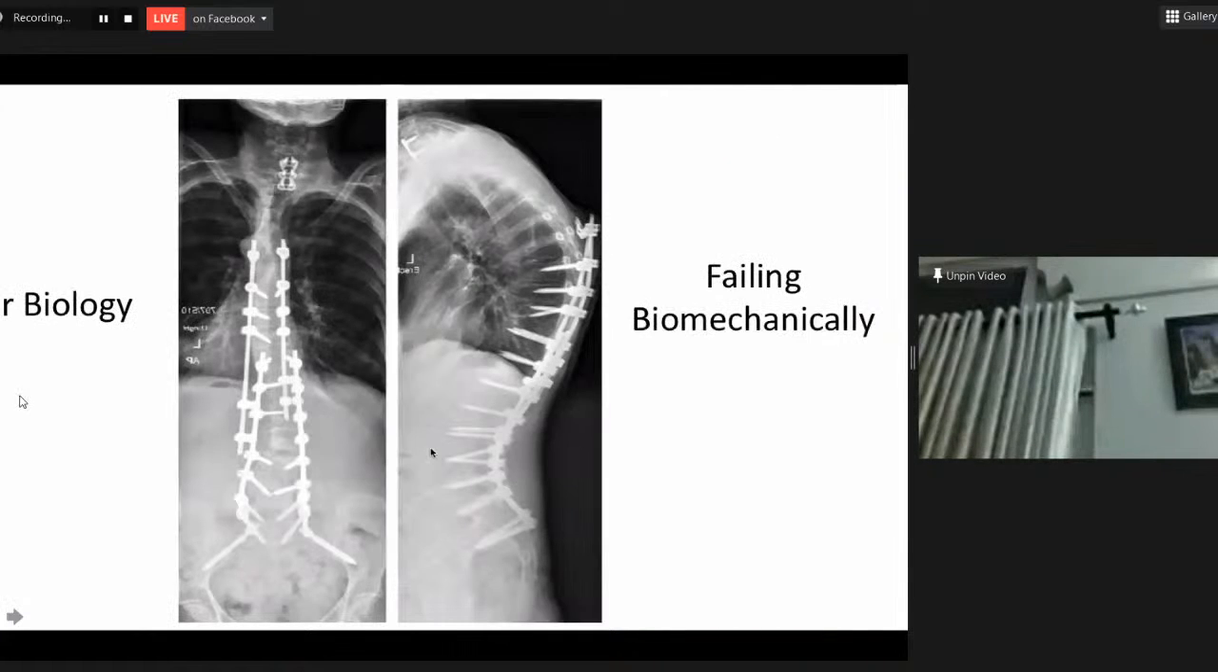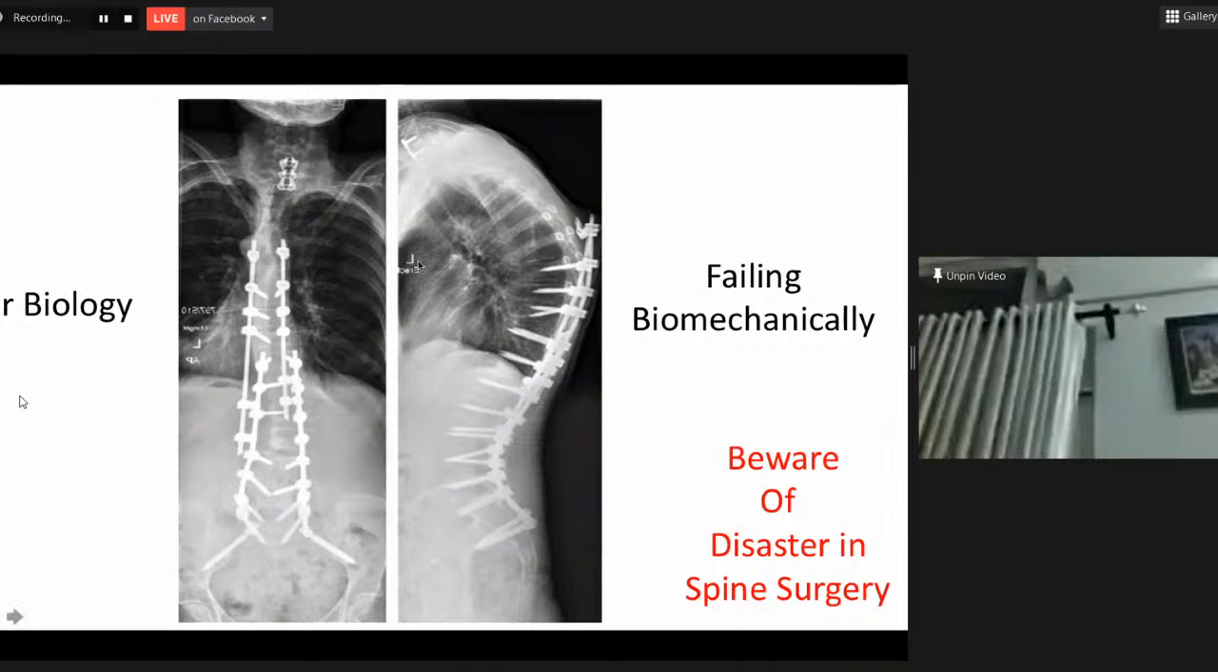Now, after doing all these things, you must understand that if the biology is poor, whatever reconstruction you did keeps on failing. So here, see, it was fixed here, now again extended, and then someday it might extend here because it has failed here also. So it might fail biomechanically. So beware of the disaster in spine surgery.